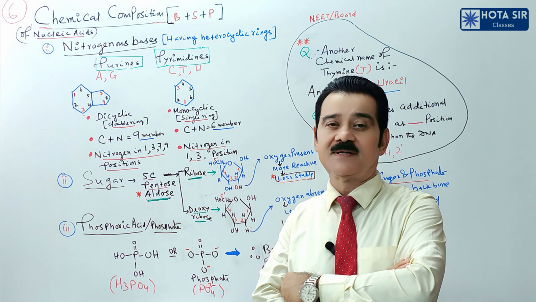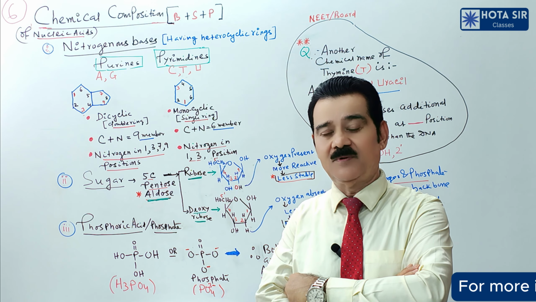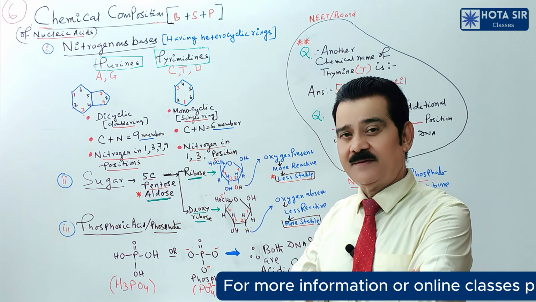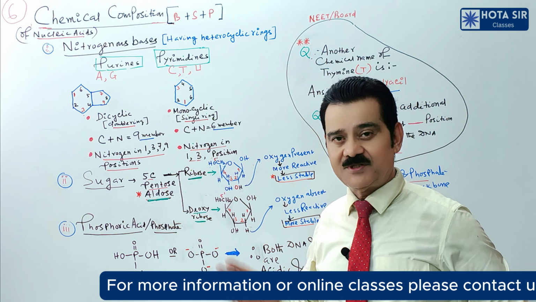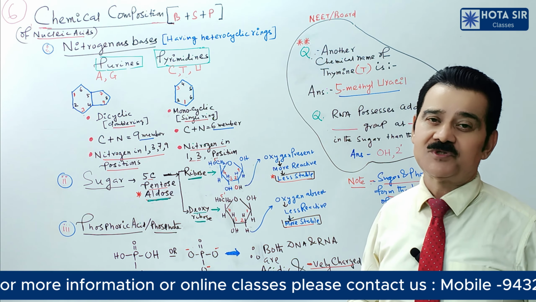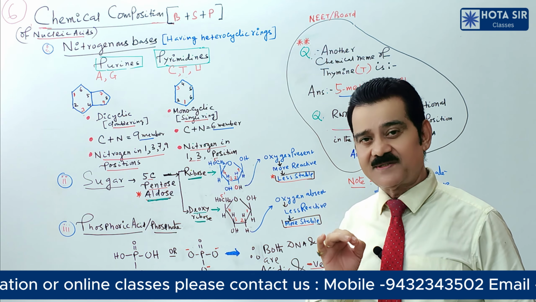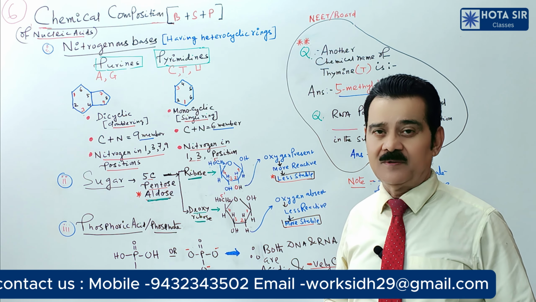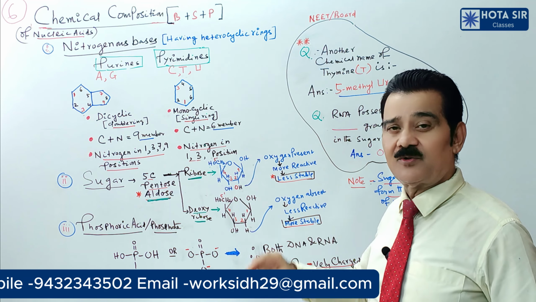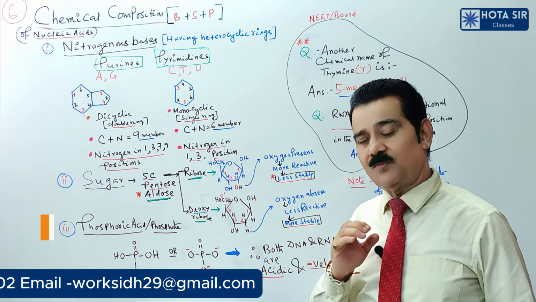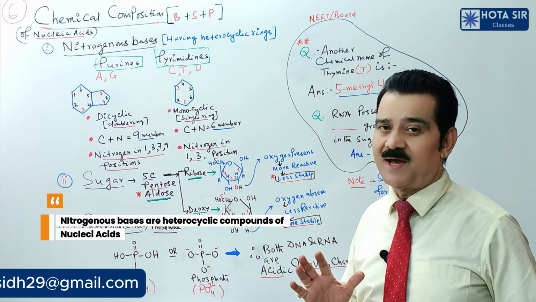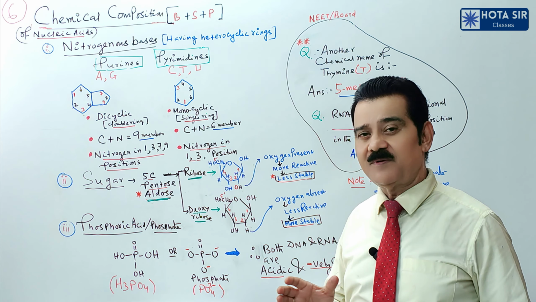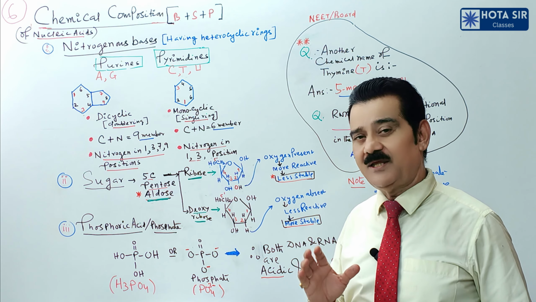Now children, let us discuss the chemical composition of nucleic acid, that is both DNA and RNA. See the board. Both DNA and RNA are chemically composed of nitrogenous bases, sugar molecules, and phosphoric acid molecules. Now come to the first point, that is nitrogenous bases. There are two groups of nitrogenous bases, purines and pyrimidines. Purine bases are adenine and guanine, and pyrimidine bases are cytosine, thymine, and uracil.